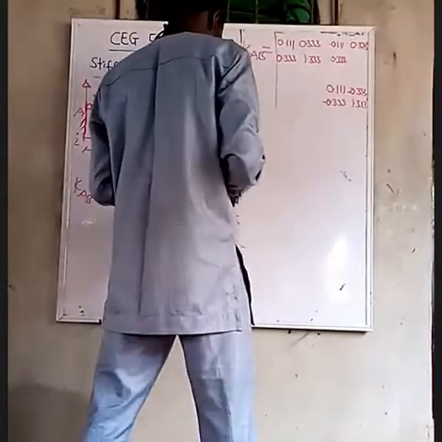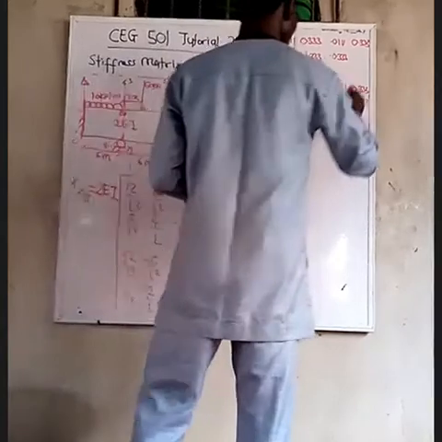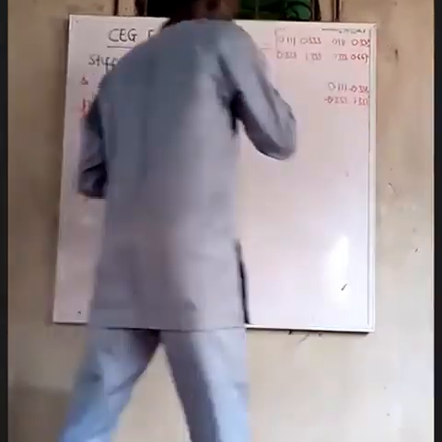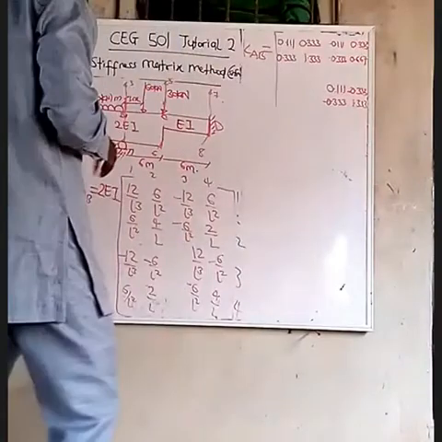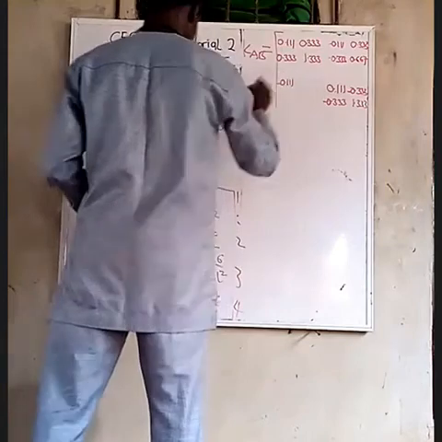So minus 0.333, then 2 over L. 2 divided by 6 times 2. So we have 0.667. Is that correct?